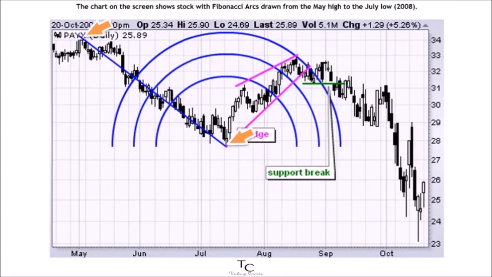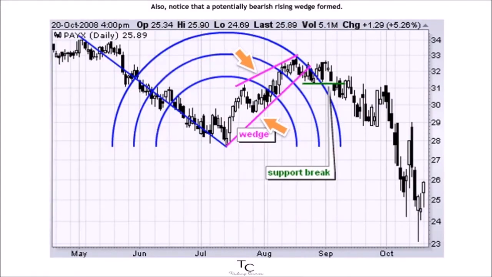The chart on the screen shows a stock with Fibonacci arcs drawn from the May high to the July low. The stock rebounded from mid-July to mid-August, but the advance hit resistance at the 62% arc. Also, notice that a potentially bearish rising wedge formed.